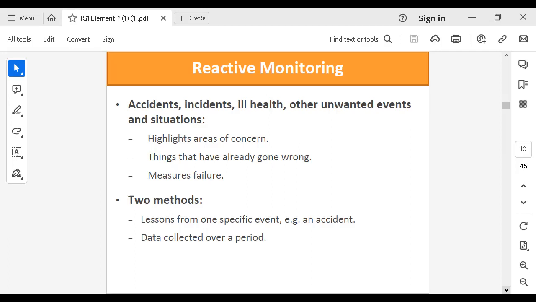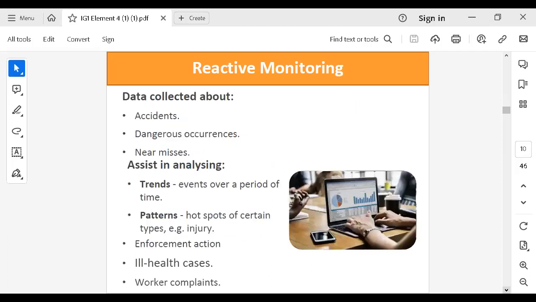For this, we have two methods: lessons from one specific event, for example an accident, and the other one, data collected over a period. We will collect the data, check that data, and highlight the areas of concern. In reactive monitoring, data is collected about accidents, dangerous occurrences, or near misses. So we will check this data, which is then assessed and analyzed.